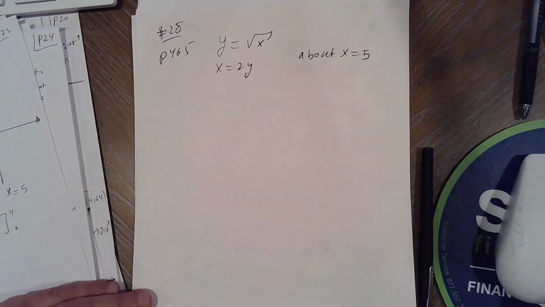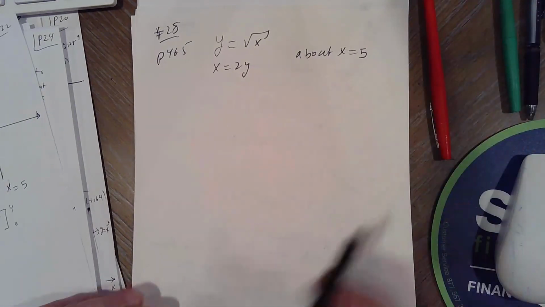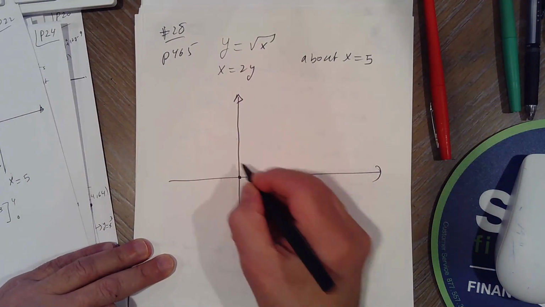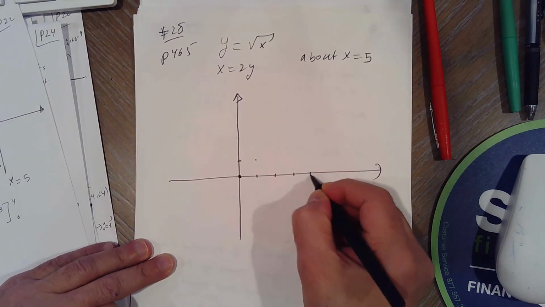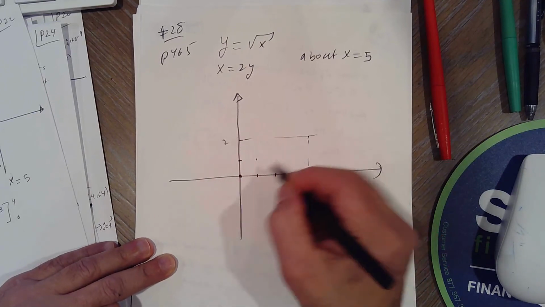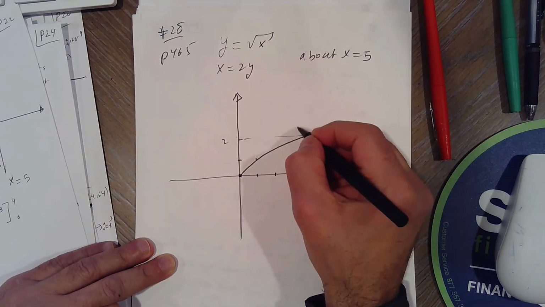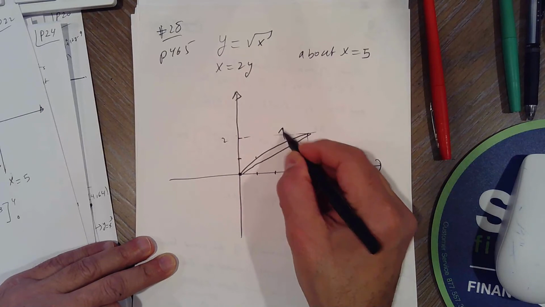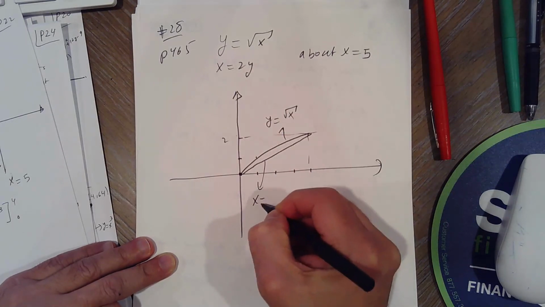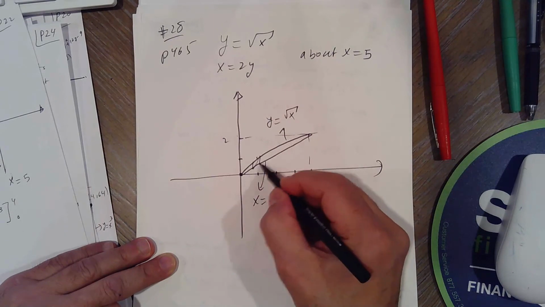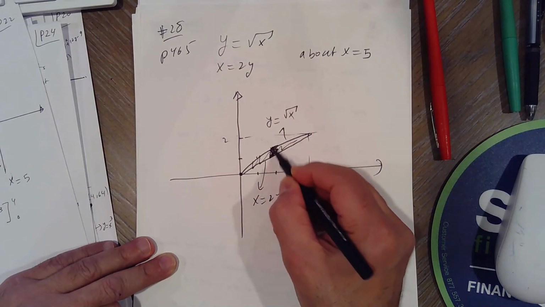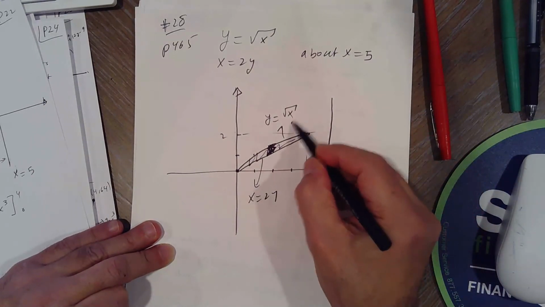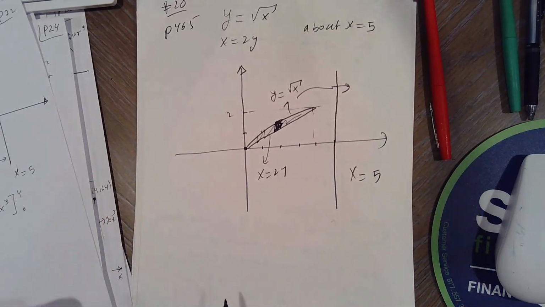So let me get a better graph for this. I don't like this graph paper. I have to do another one. Anyways. So 0, 0, 1, 1, 2, 3, 4, 2. This is y equals root x, and x equals 2y. So we want to take this and rotate it about x equals 5. So we're going this way, about x equals 5.